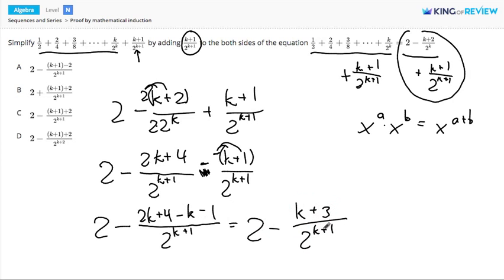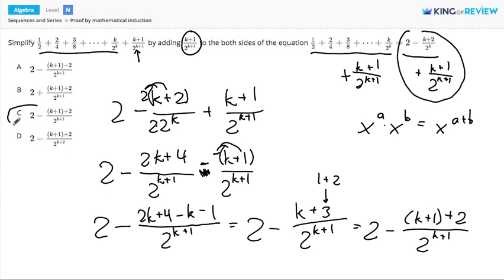Now this doesn't quite look like what I'm looking for because all of these terms have k+1 in the numerator. Well, I can fairly easily make that happen in my fraction. If I want k+1 to be in the numerator, 3 can be written as the sum of 1 plus 2. 3 is 1 plus 2. Here's the plus 1, so I need to put plus 2 outside the parentheses so that the numerator is still k+3. And now I can see that the answer to this problem is C, since that perfectly matches what I have.